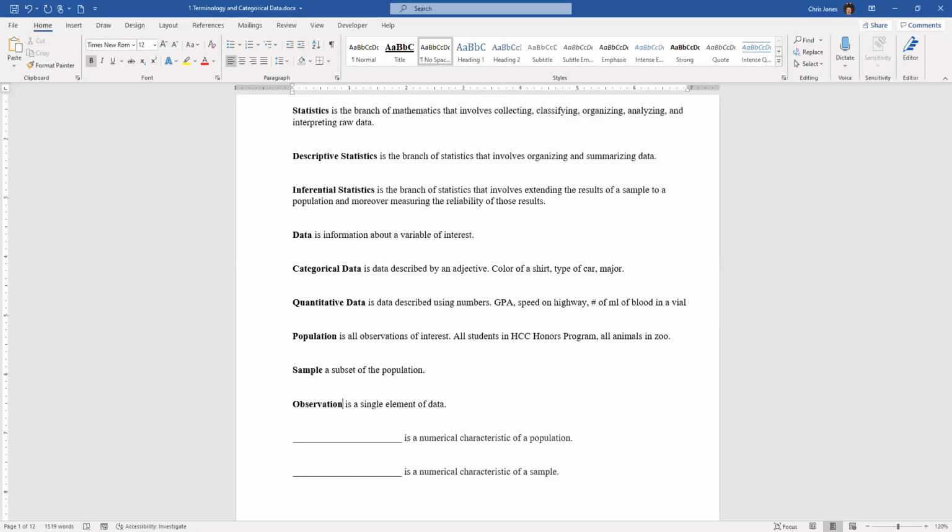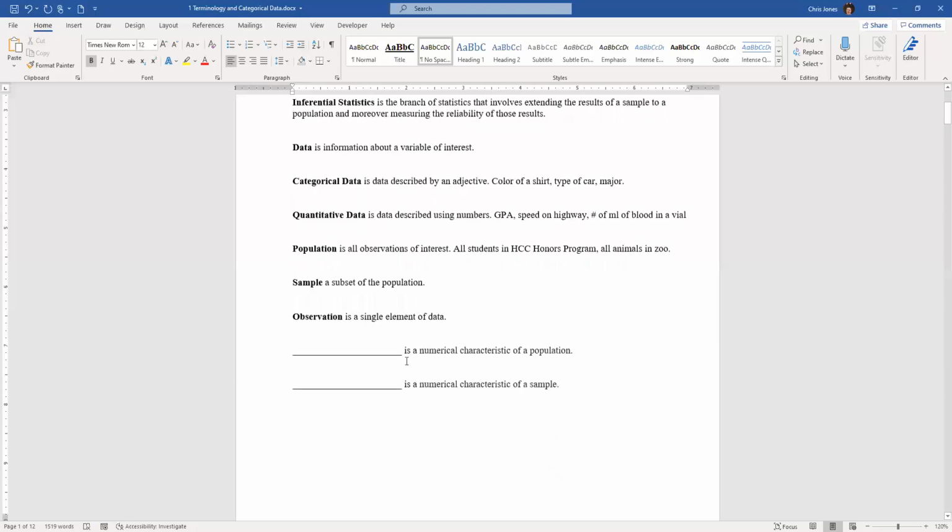An observation is just one record. So for instance, in our population of HCC students in the honors program, maybe we took 5 of those, maybe we take a look at one person and we try to observe those in the behavior. Sometimes we're interested in the characteristics of the population. Sometimes we're interested in the characteristics of a sample.